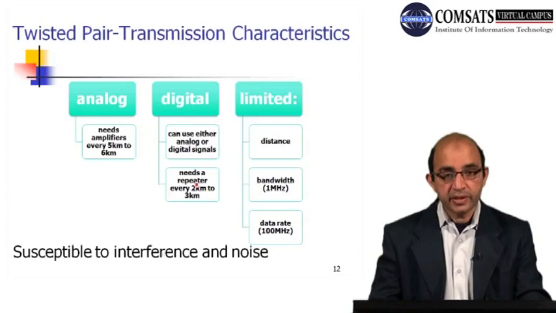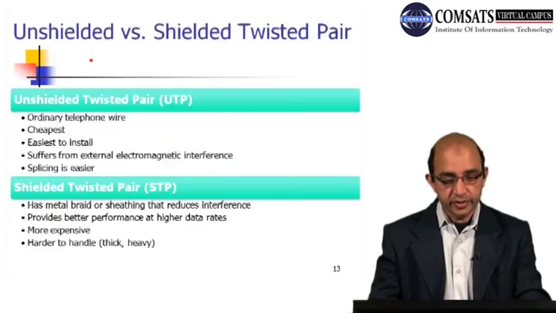So the repeater distance has decreased in the case of digital data transmission. These are the limitations, right? Distance, the bandwidth, and the data rate. Obviously, we have already discussed those different parameters. And additionally, twisted pair is susceptible to interference and noise, though because of the cancellation of EMI, they are more immune to interference and noise.